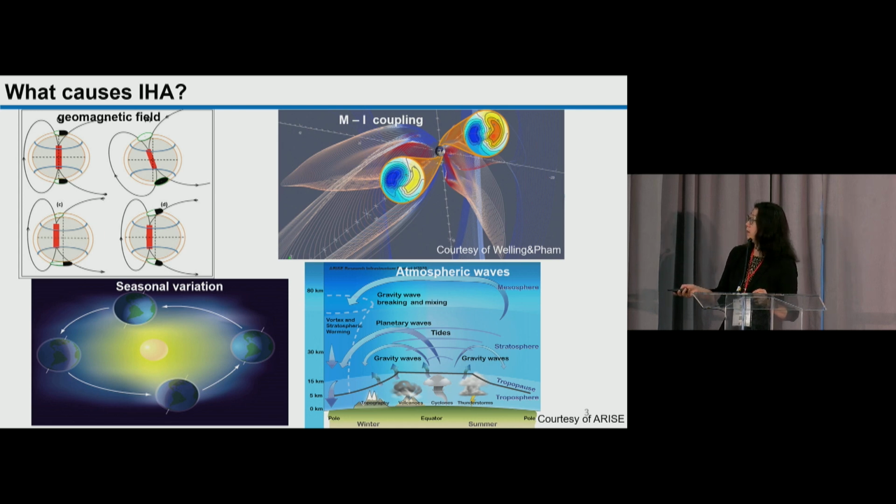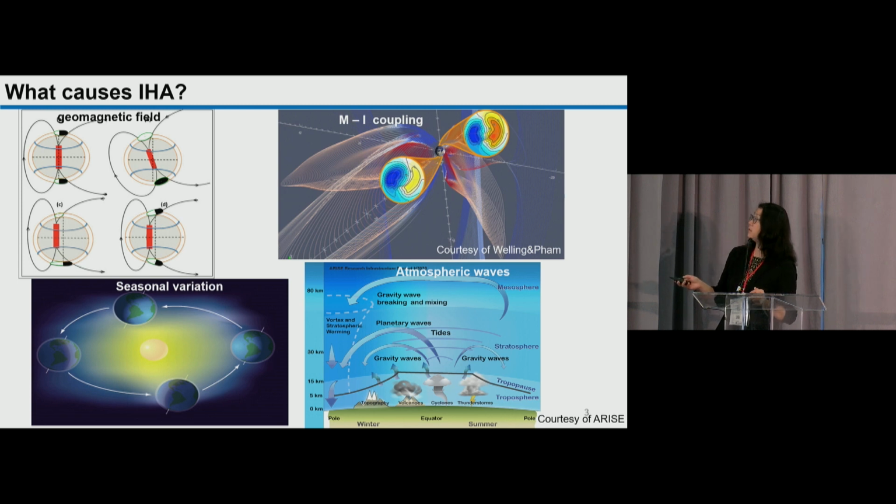And seasonal variation. I don't know if everybody paid attention, but yesterday was the summer solstice. Which means our northern hemisphere got way more solar irradiation than the southern hemisphere, which is going to drive a lot of asymmetry again in our IT system.